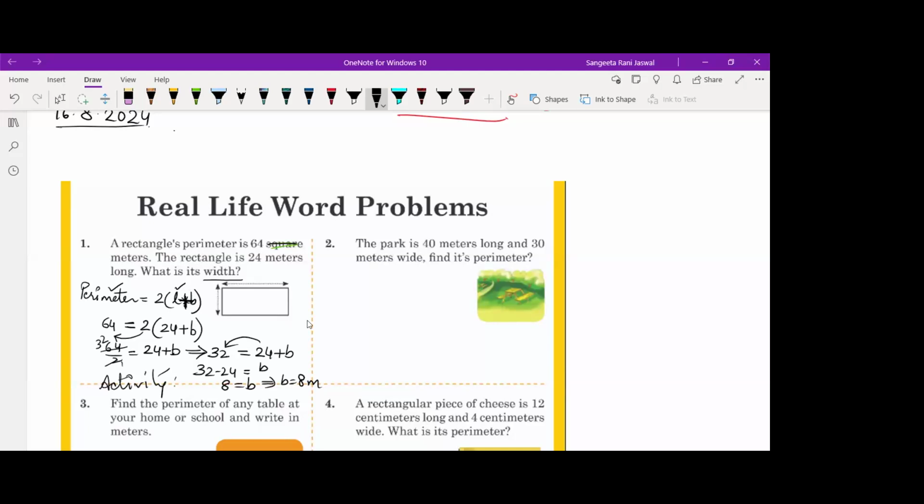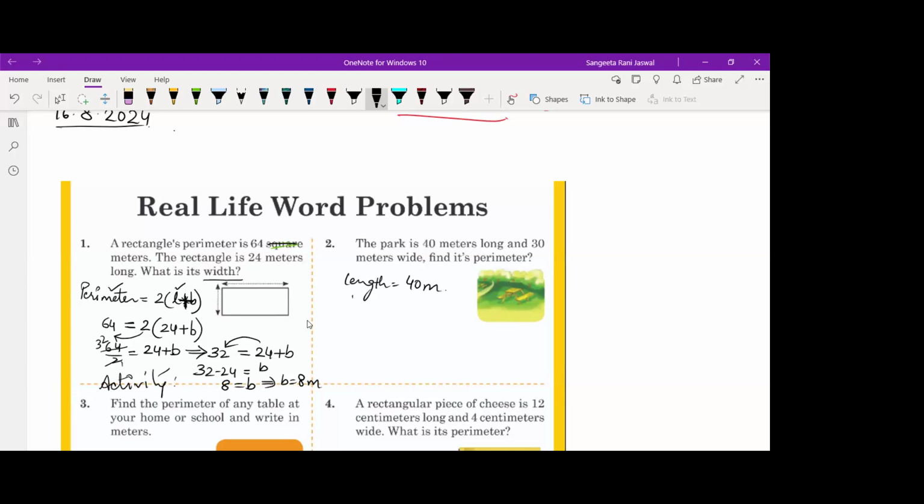Okay, now see the second question. The park is 40 meters long and 30 meters wide. Find its perimeter. Please do it. Everyone should do it in their notebooks, and I can ask anyone now. Okay, good beta. Yes, Neha, tell me what is the first statement? Length of the park. The length of the park is how much? 40 meters. And then what is next?